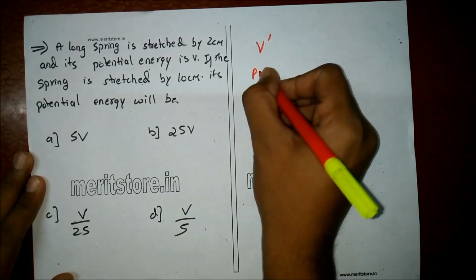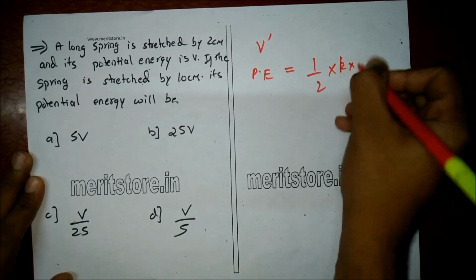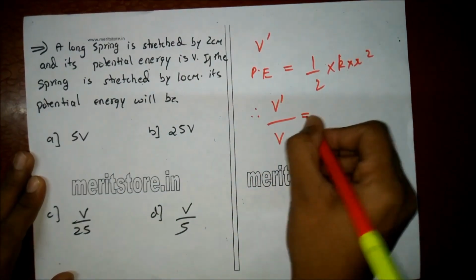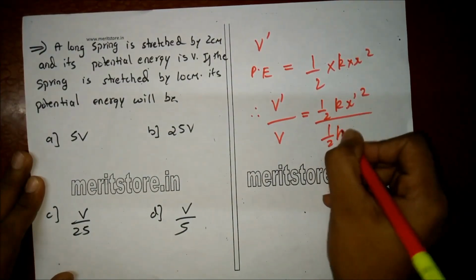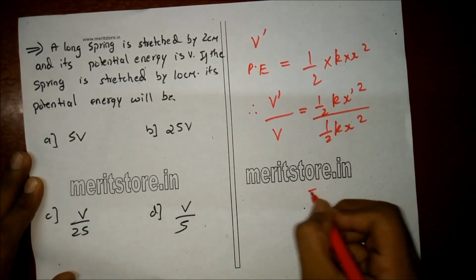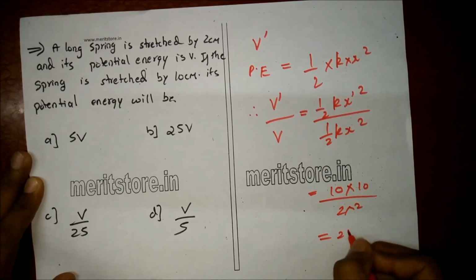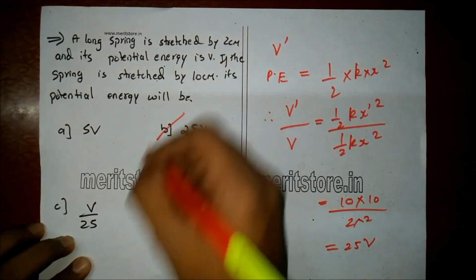Therefore, potential energy is given by PE is equal to half into K into x square. Therefore, V dash upon V will be equal to half K into x dash square upon half K x square, which will be equal to 10 into 10 upon 2 into 2, which is 25 V. Therefore, here the correct answer is option B.